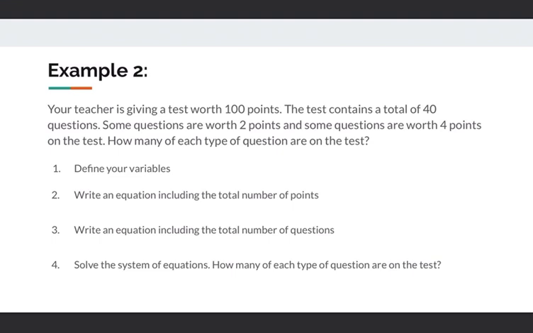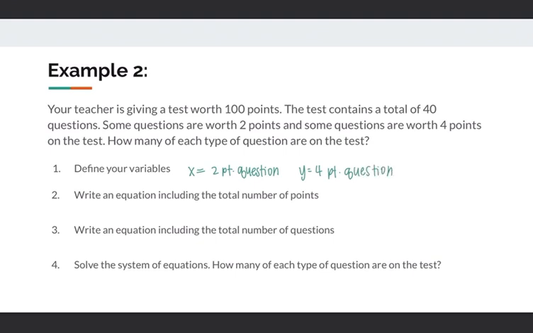Okay, so first we want to define our variables. Again, it doesn't matter what you choose to represent what variable, just make sure you're consistent. So I'm going to say that X is a 2-point question, and Y is a 4-point question.